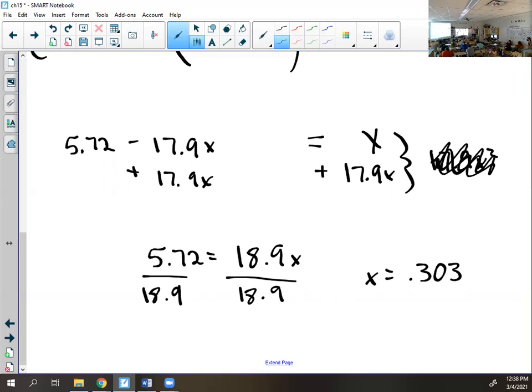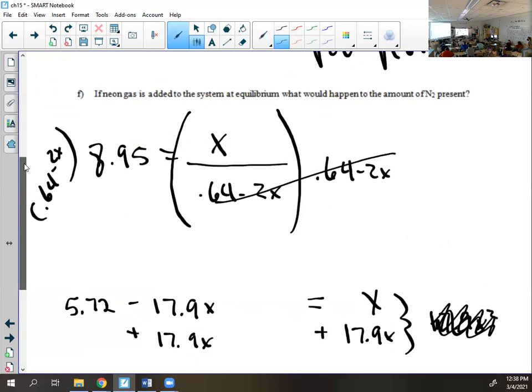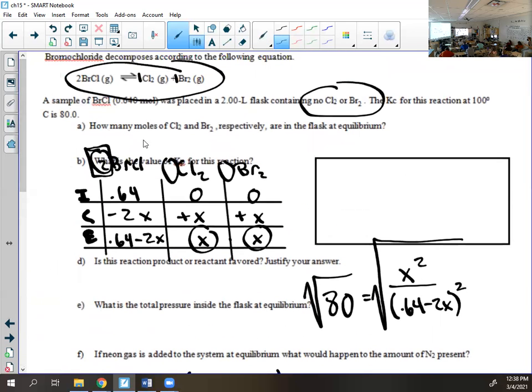So now what we come up here, this one works fine. X is 0.303. So this question says how many moles of Cl2 and Br? You would just double check there wasn't a number in front of your X, right? There is not. So the answer here would be 0.303.